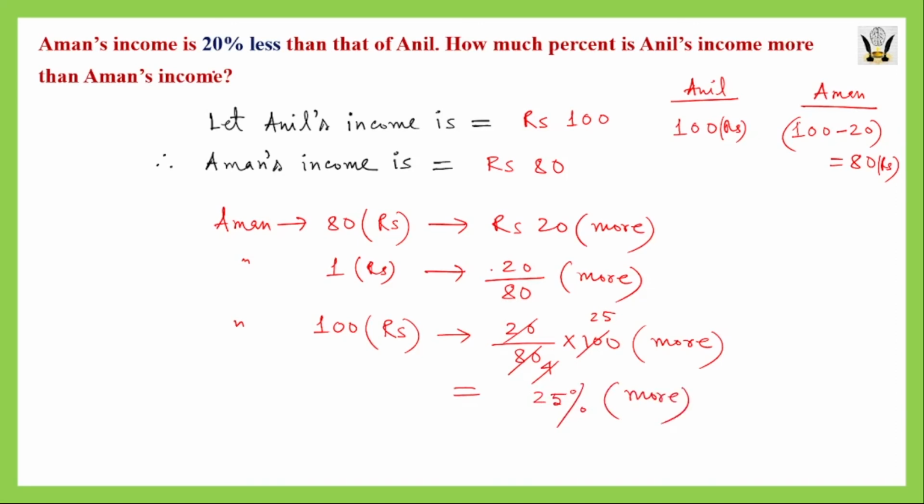So in the first statement of this problem, it was given that Aman's income was 20% less than that of Anil. So Anil's income was the base or reference value with respect to which Aman's income was calculated. And in the second statement, what we needed to find was how much more Anil's income was than Aman's income. So that time Aman's income was the base or reference, and with respect to that we found Anil's income. So this is how we simplify this type of problem sum.